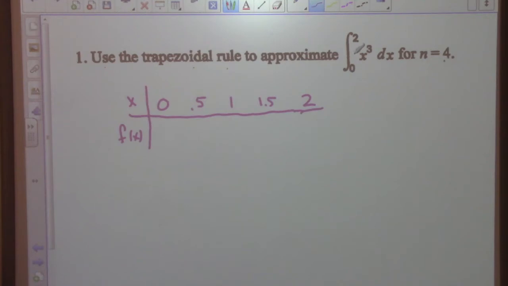What's 0 cubed? 0. What's 0.5 cubed? Is that 0.125? I think it is 0.125. And then what's 1 cubed? 1. And what's 1.5 cubed?